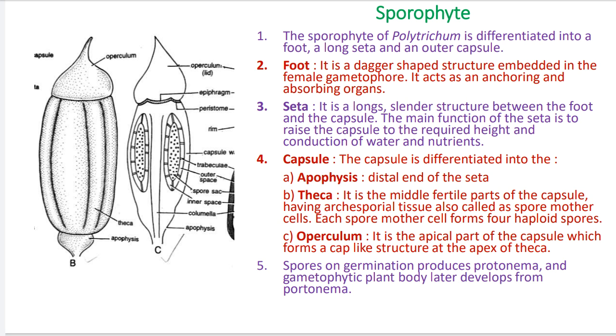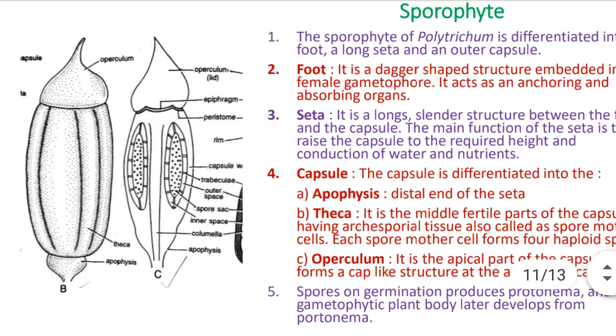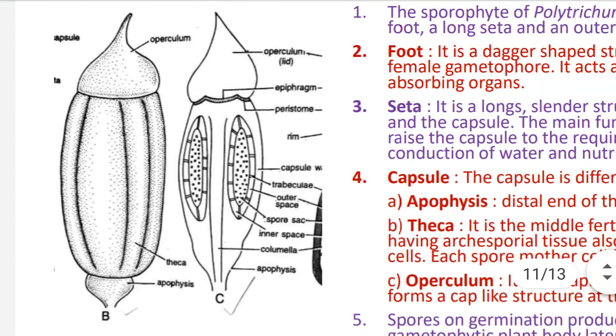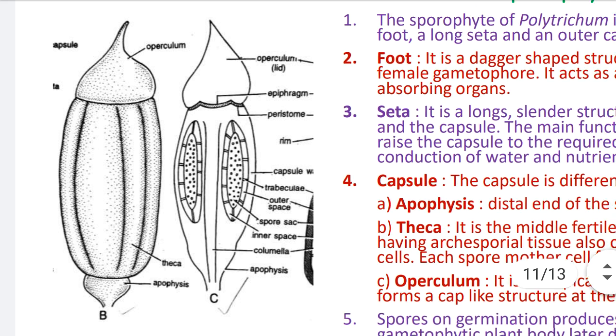So in this way, this is the structure of the matured sporophyte. You see in the photograph the apophysis, then the spore sac, then the capsule, then operculum. These important parts are given. Okay.